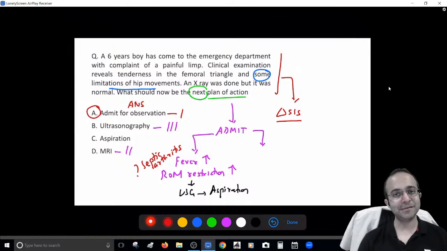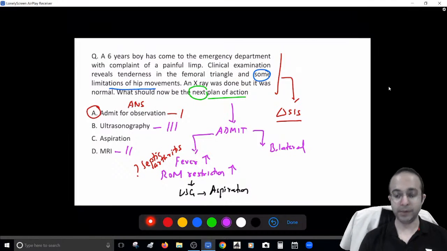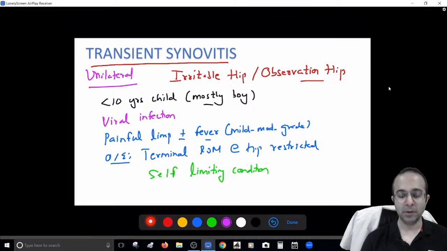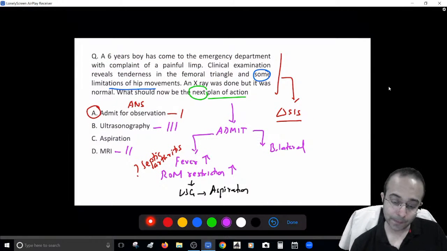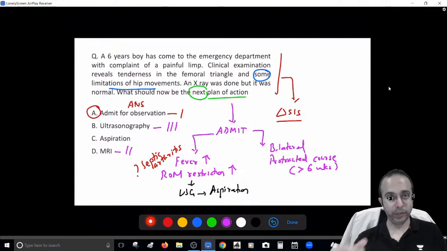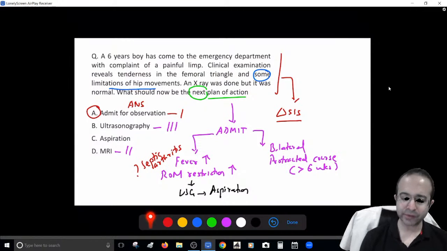Got my message? Yes. You find bilateral changes coming up, because transient synovitis would inevitably be unilateral, never bilateral. You find the course is going protracted, meaning despite 6 weeks the symptoms are not going. So symptoms remain low grade, but it's a protracted type of course. The other hip gets involved.